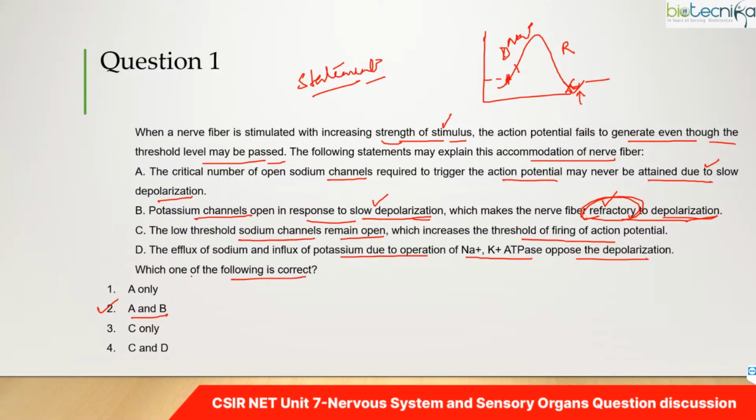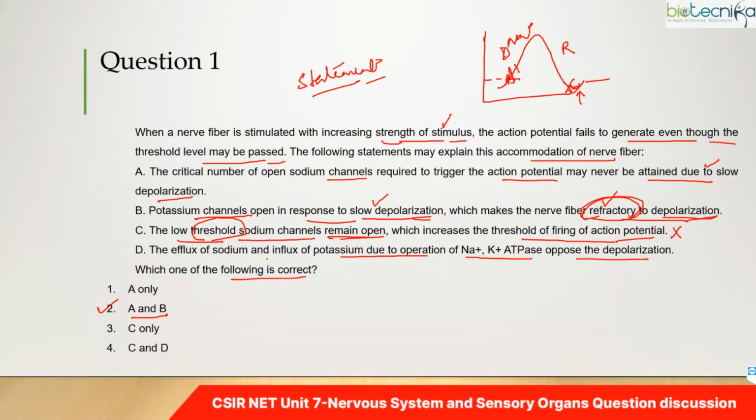Okay, now let's see the C one. What does C say? C says the low threshold sodium channels remain open, which increases the threshold of firing of action potential. Now, there is nothing like low threshold, right? Sodium channels remain open. If the sodium channels are open and a critical number is reached, then definitely an action potential will be generated. So this does not make sense at all. Threshold is the voltage that has to be reached. It is not about the channel, threshold channels. It is about the voltage that has to be reached. The threshold value has to be reached. Okay, so C is again incorrect.